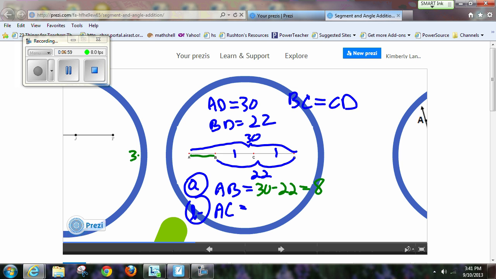These tick marks mean that they are the same length, BC and CD. Since the total segment BD is 22, C must be the midpoint. And so each of those then must be 11 and 11. And now they're asking me for AC. So AC is equal to segment AB plus BC. We came up with part A as AB being 8, plus BC we just came up with 11. So that answer there should be 19.